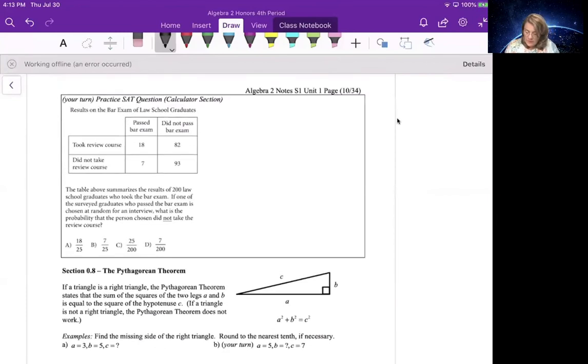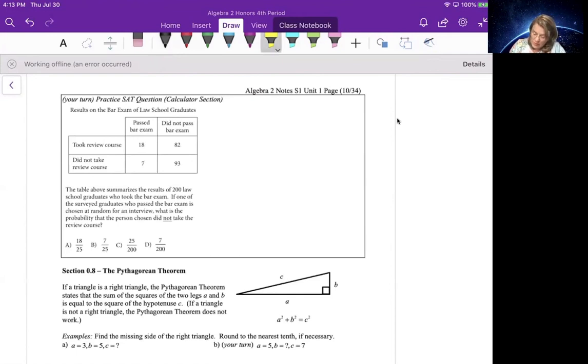Okay, moving on. Here's a practice SAT problem. Let's do this problem. I feel like the problems are a little bit easier to understand than the equations. The table above summarizes the results of 200 law school graduates who took the bar exam. If one of the surveyed graduates who passed the bar exam is chosen at random for an interview, what is the probability that the person chosen did not take the review course?